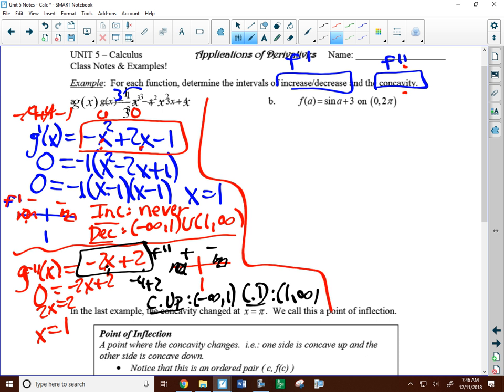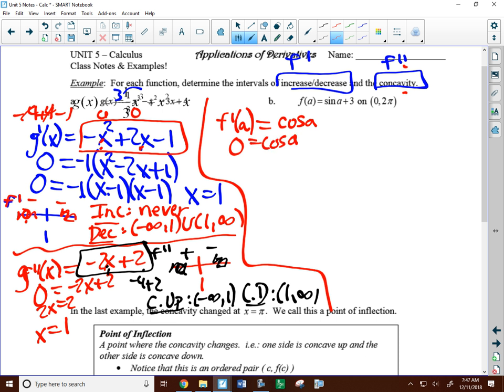Let's see, we're on 0 to 2 pi. Now, as you can imagine, sine of x is like this, so it'll certainly have some concave up, concave down areas, max and min as well. So just a basic function like this is a good one to look at. We're just going to be on 0 to 2 pi. So first, increase, decrease. Let me just do the first derivative, just cosine x. So I set it equal to 0.